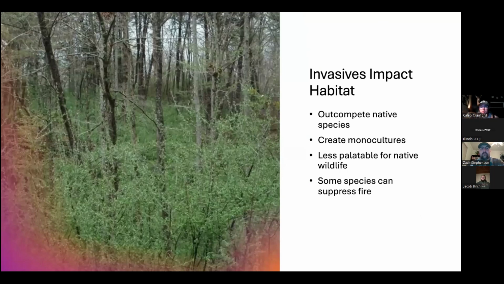And so invasive species impact our habitat. They outcompete native species. A lot of times they are super aggressive. They cast a lot of shade, and they can create monocultures. You can see in this picture here that's a pretty thick understory of autumn olive. And so they're pretty good at creating monoculture, which isn't good for wildlife at all. These species are a lot less palatable for our native wildlife because our native wildlife evolved with our native species. And some of these species can actually suppress fire, which can be a detriment to helping control them.